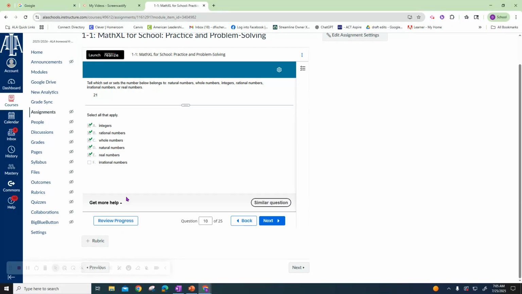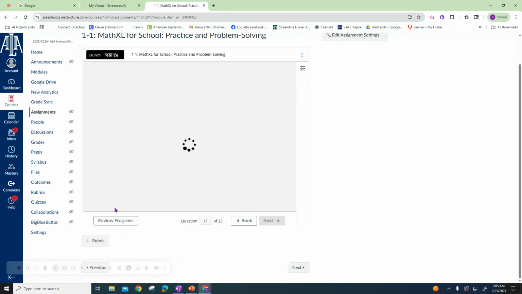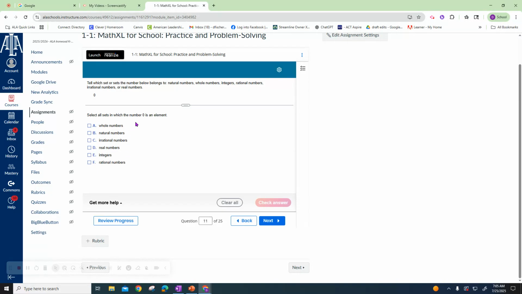All right, I think you kind of get the idea that you have some tools down here to pay attention to. All right, so let's do this one real quick. Select all numbers where 0 is an element. Okay, so we got to think about 0. Do they have real number on here? Yep, right there. So all numbers are real numbers. So where does 0 fall? What's the first category it falls in?